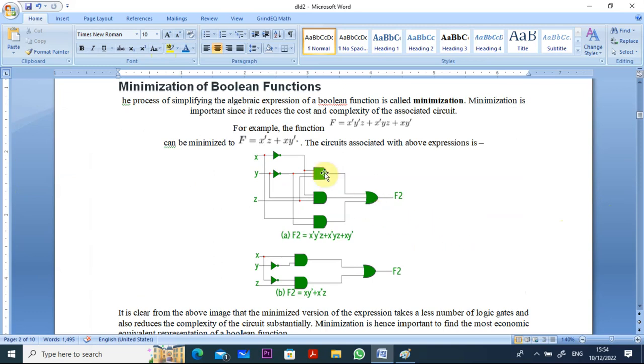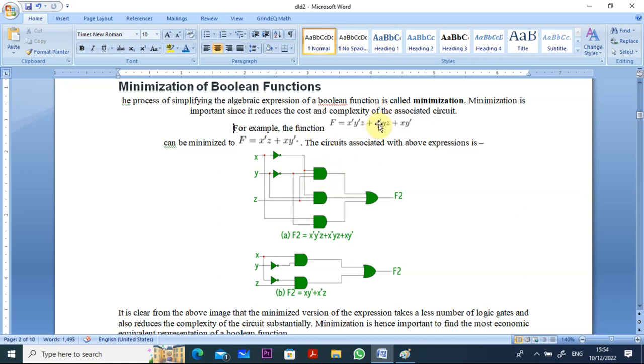Now, if you represent it by a circuit with gates, x, y, z are the three inputs. The first one is complement of x. For complement of x, I have to put a NOT gate here, and the complement of x comes out. Then complement of y: y is passed through a NOT gate. Then z, we put z here also. All these are ANDed, so in the AND gate we get it here.